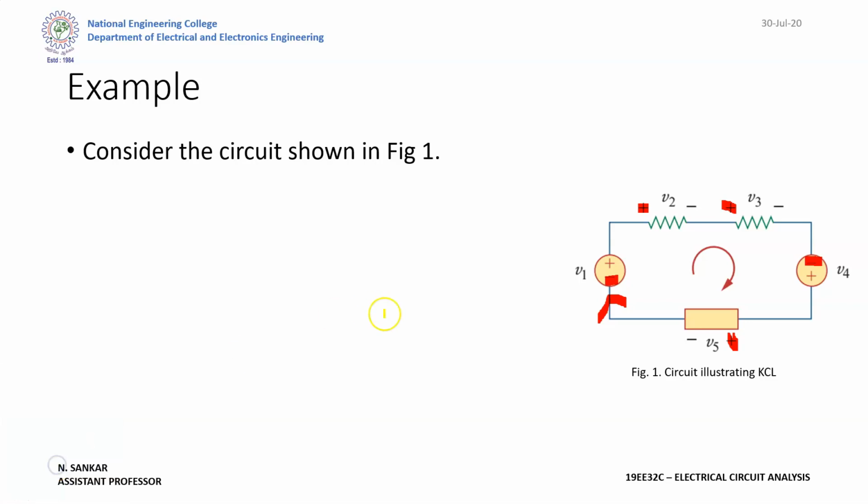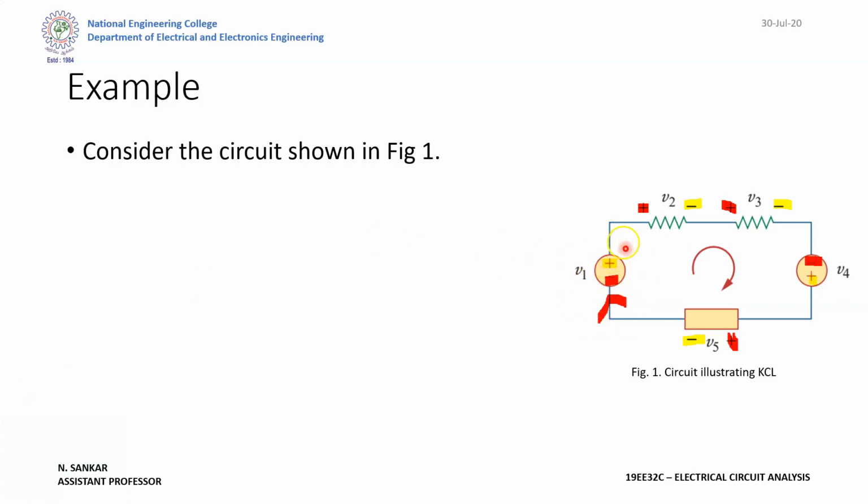If you want to take the leaving point, then the current will leave at the positive terminal, because it is entering at negative and leaving at positive. So then the equation will be plus V1 minus V2 minus V3 plus V4 minus V5. So it is your choice. Either you can take the leaving polarity or the entering polarity, but it should be followed throughout the example or throughout the sum.